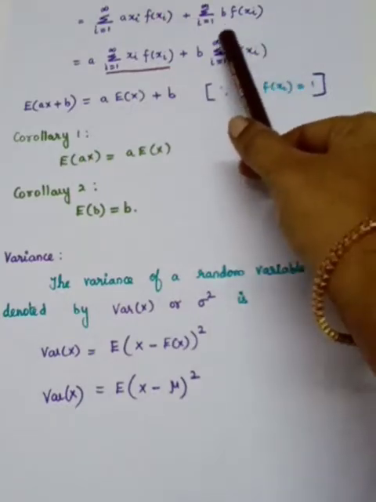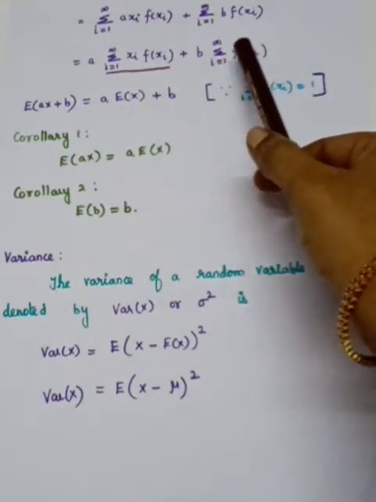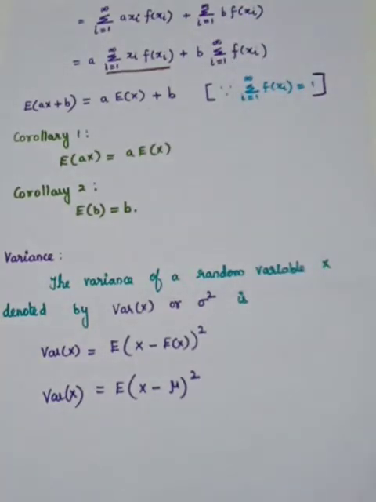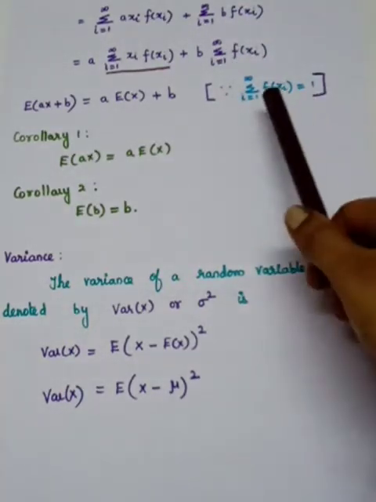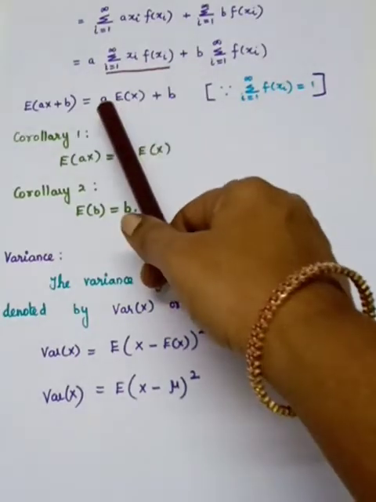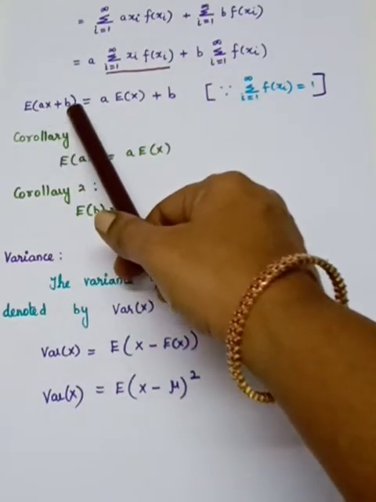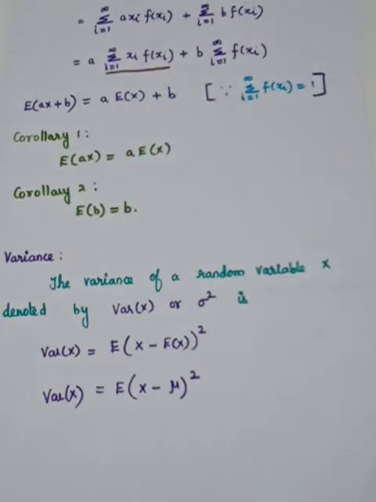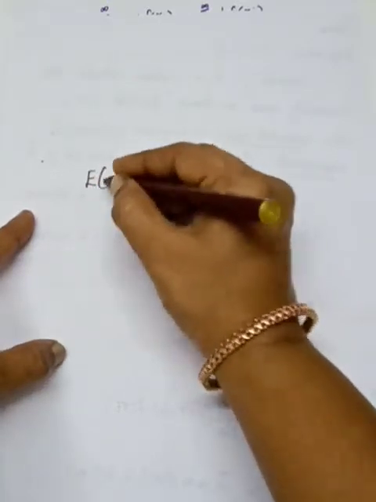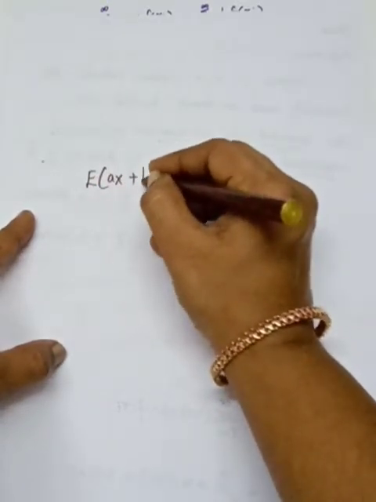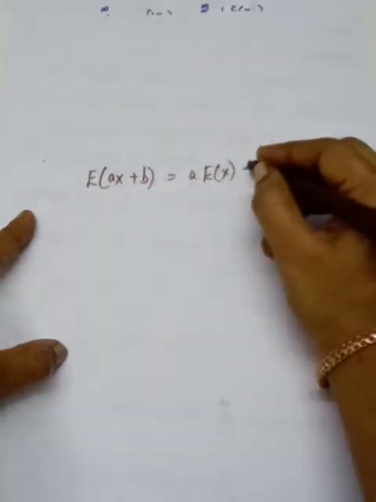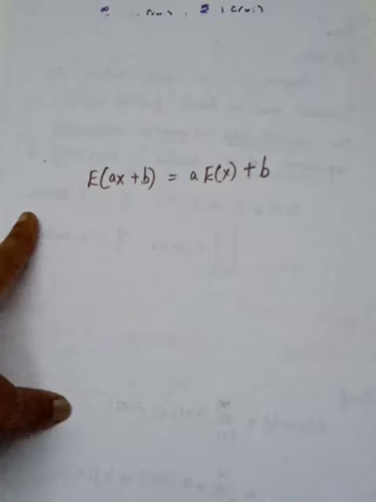What is f of xi? It's a probability mass function. So the sum of all the probabilities in the probability mass function, that is the total probability, is equal to 1. So therefore you are getting E of ax plus b is equal to a into E of x plus b. So the result we have learned: E of ax plus b is equal to a into E of x plus b, where a and b are constants.